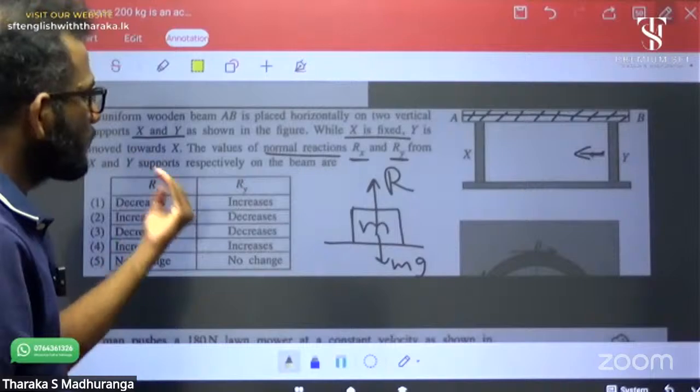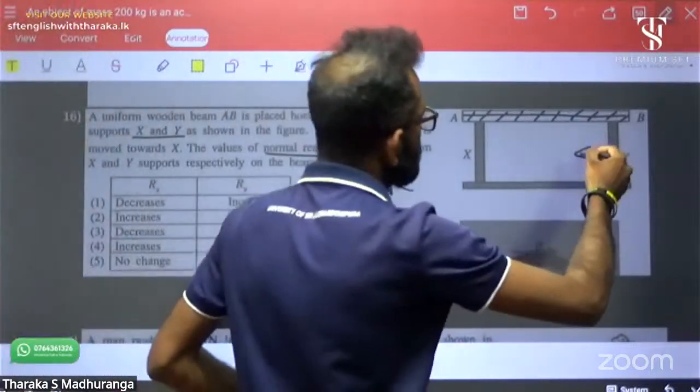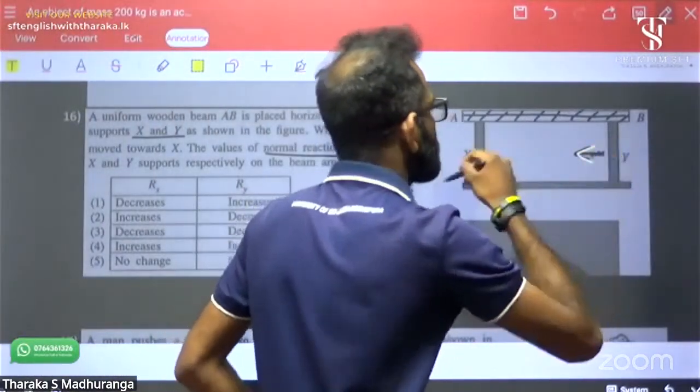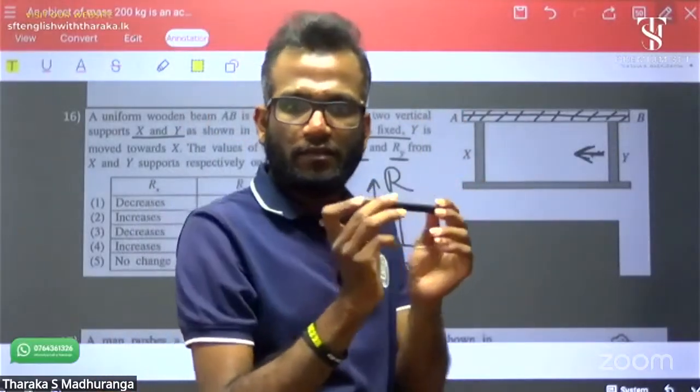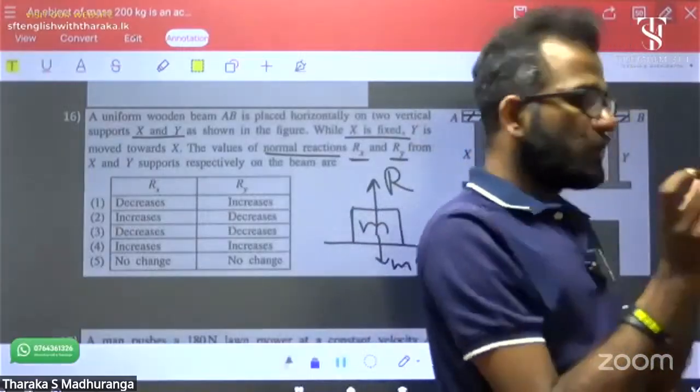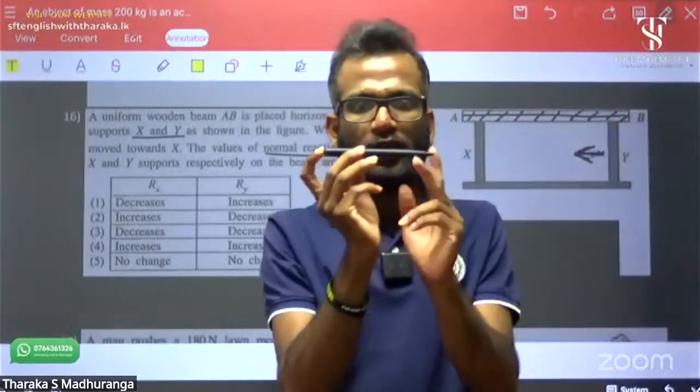Okay, how does it change when the Y support moves in the X direction? Now tell me practically, they are the supports, right? They are the two supports.